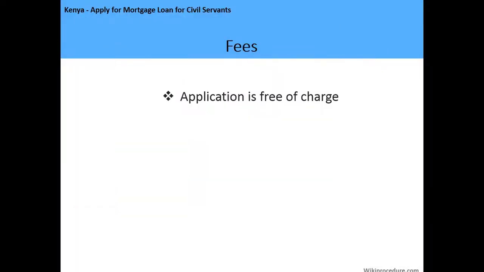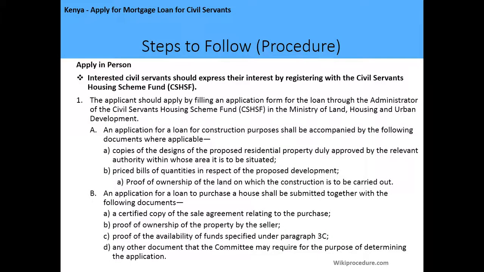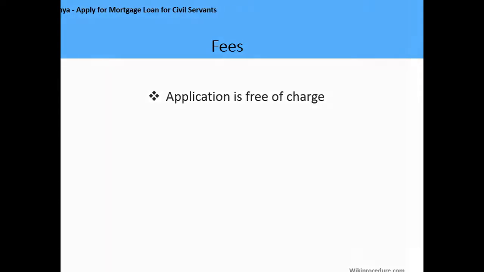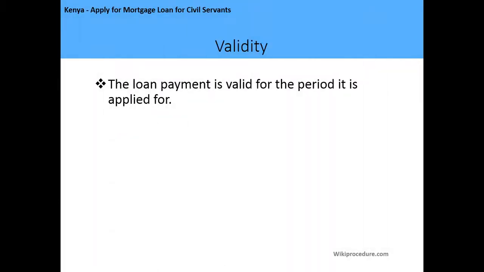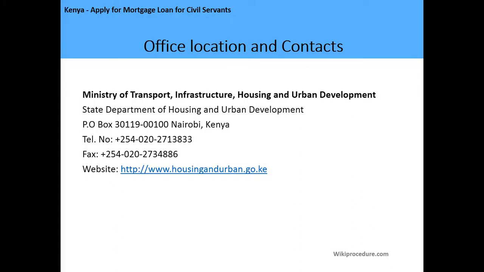So before we continue, let me just mention all application forms are provided by the Civil Servant Housing Fund Scheme in the Ministry of Land, Housing and Urban Development, and are not available online. So as a civil servant, you can visit that scheme, that department, and get the application forms. The application fee is free of charge. The loan payment is valid for the period it's applied for. The processing time usually takes 3 months to complete.